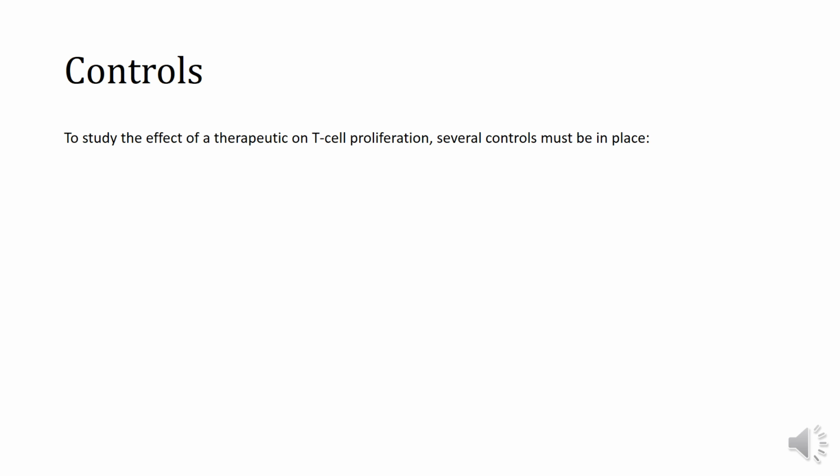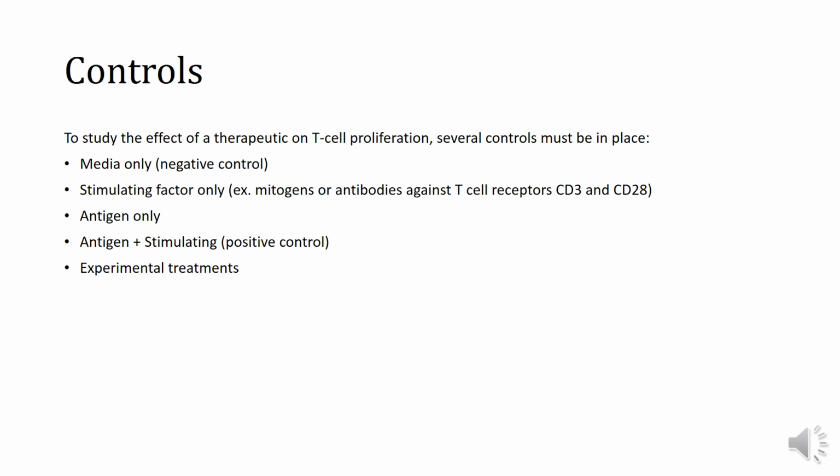So to study the effect of a therapeutic on T cell proliferation, several controls must be in place. You would need a media-only negative control. There's no stimulation in this one, so you should have whatever your basal minimal level of proliferation is. You next would have your stimulating factor, and that would include mitogens that induce mitosis or antibodies against T cell receptors, CD3 and CD28, which are the two co-stimulatory receptors that are needed for T cell proliferation.